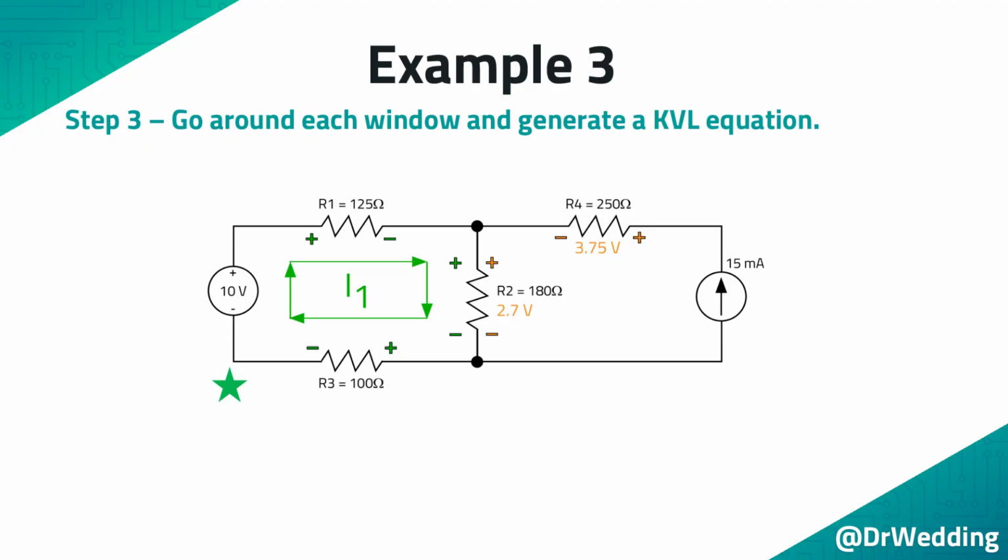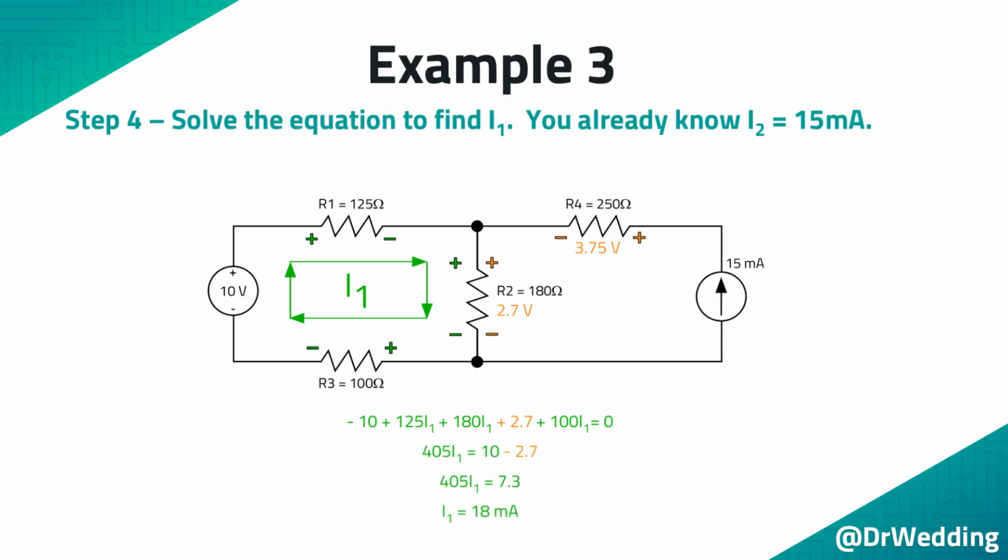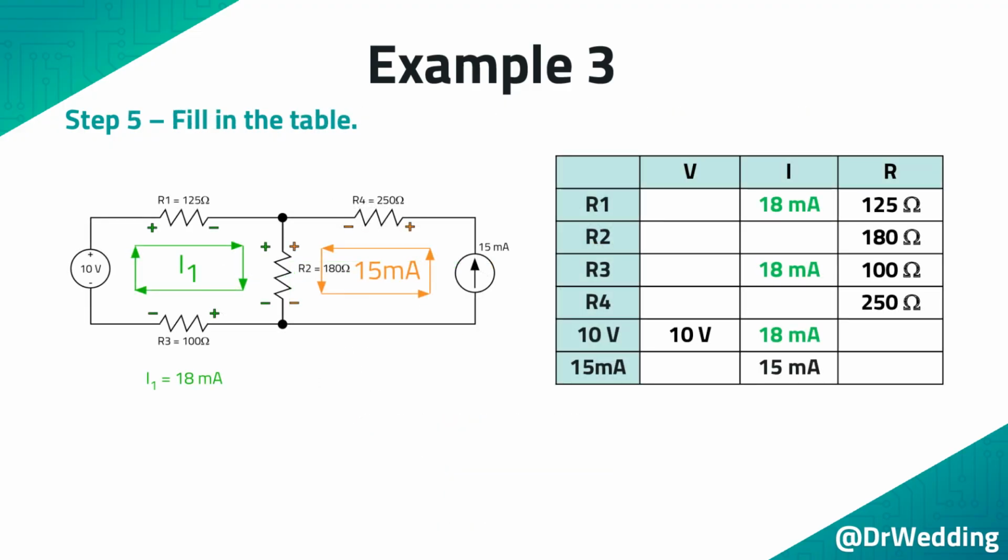So if you start in the lower left of the first window and go around the circuit clockwise, the KVL equation will be minus 10 plus 125 I1 plus 180 I1 plus 2.7 plus 100 I1 equals 0. You can easily find I1 using simple algebra. I1 is 18 milliamps.